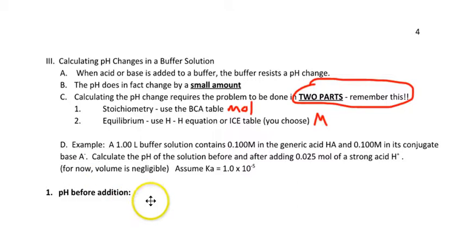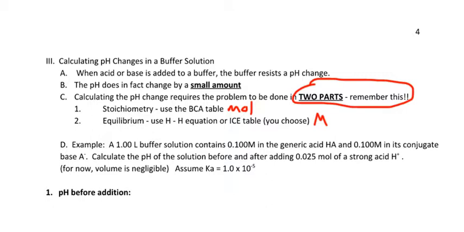Before, because remember, calculate the pH of the solution before and after adding. So let's look at the pH of the solution before. We're not adding anything. There's no stoichiometry. All we have is a weak acid and its conjugate base in an equilibrium system. So we don't need two steps. You only need one step because you're not adding anything yet.